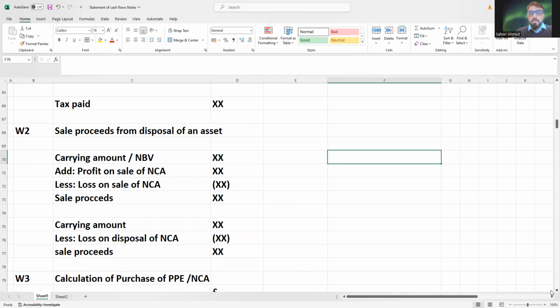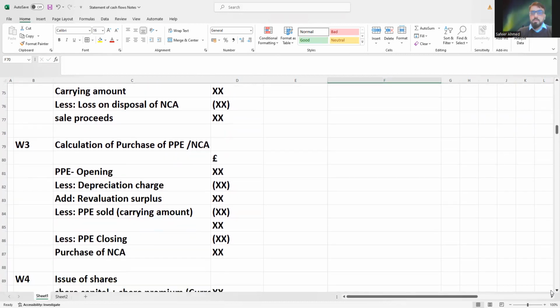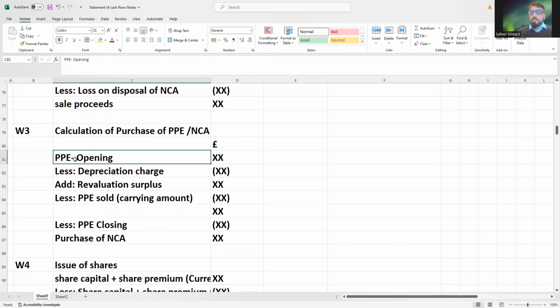And then the way you calculate the purchase of property, plant, and equipment, you start with the opening property, plant, and equipment. In other words, this is the balance which we have at the year end of last year. So remember, 2 years' statements of financial position will be given to you. So this will be the last year amount of property, plant, and equipment. And what we do is less depreciation charge. Now, depreciation charge is the depreciation for the current year. This is normally provided to you as part of the further information in the notes.